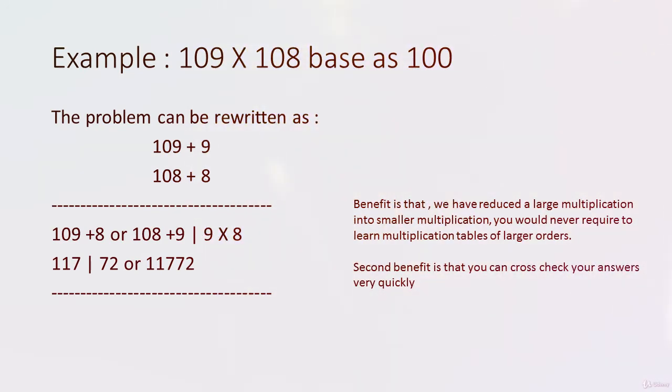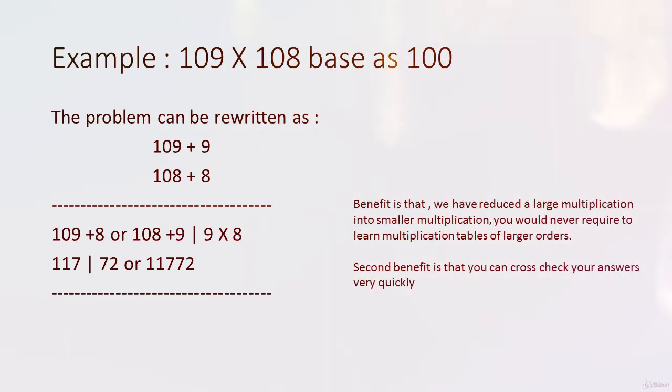Now we do another multiplication. In this multiplication, we have used base as 100. So the right hand side portion of the answer will have 2 digits. 109 multiplied by 108. 109 is 9 in excess of the base and 108 is 8 in excess of the base. So the excess portions are plus 9 and plus 8, and the numbers themselves are 109 and 108.